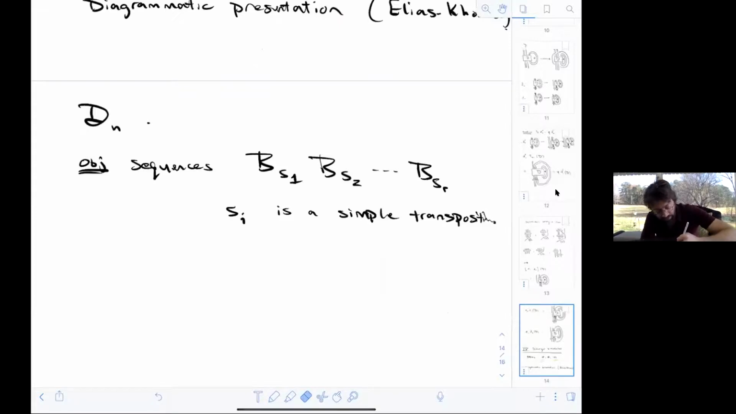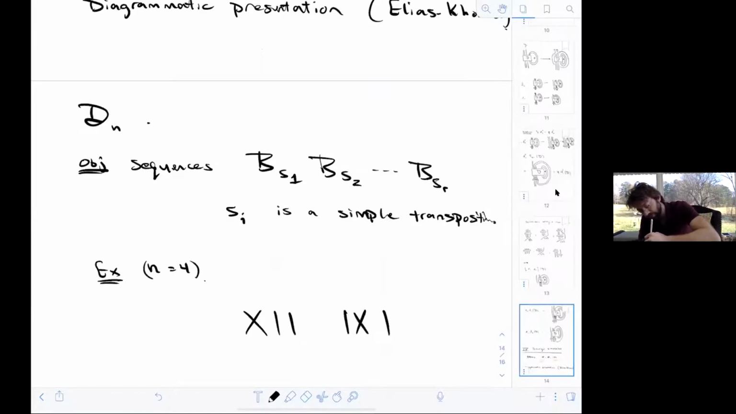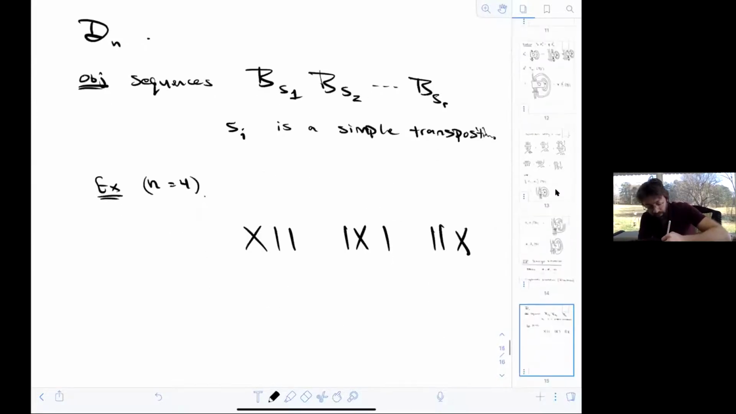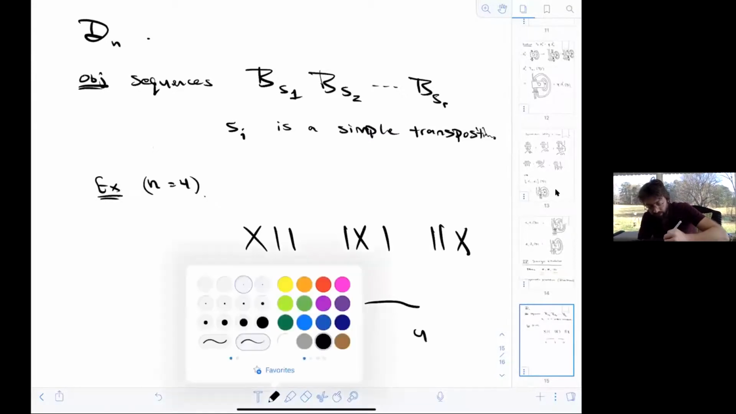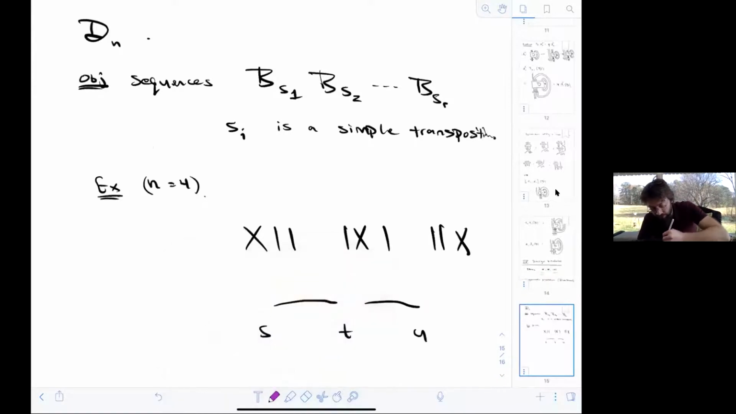So for example, if n is 4, we have three simple transpositions. The corresponding Dynkin diagram, we call these transpositions S, T, and U. So rather than writing the letters S, T, and U all the time, I'll be indicating them with the colors. So S will be red, T will be blue, and U will be green.